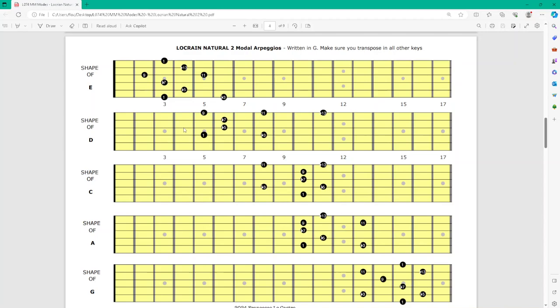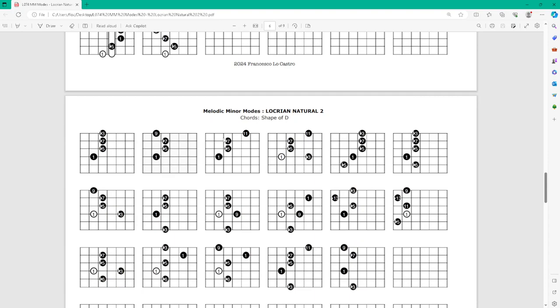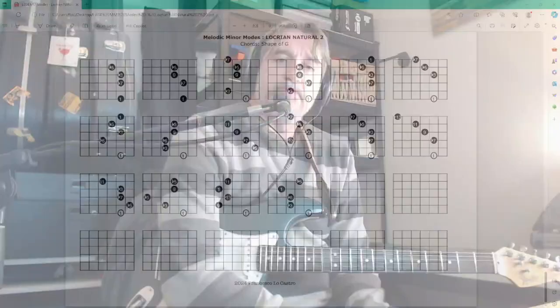After that, you have some chord studies for Locrian natural 2, and you'll see some of those triadic theories and extended triadic theories apply to it. Anyway, this is divided by shape. Here is the usual CAGED system: shape of E, shape of D, shape of C, shape of A, and shape of G.